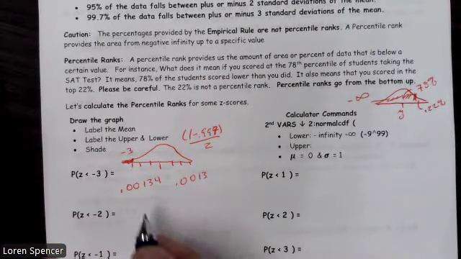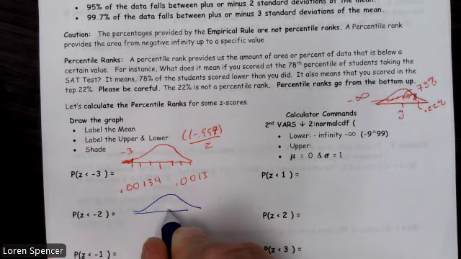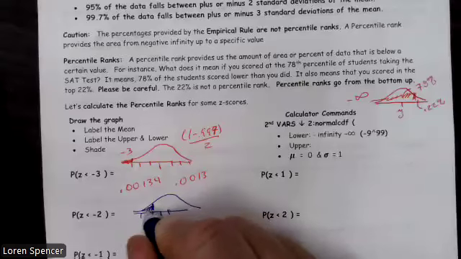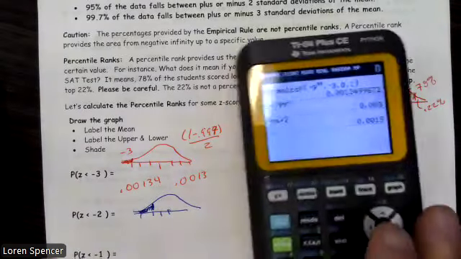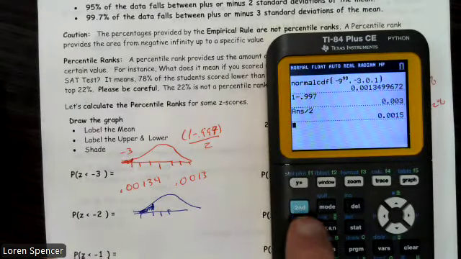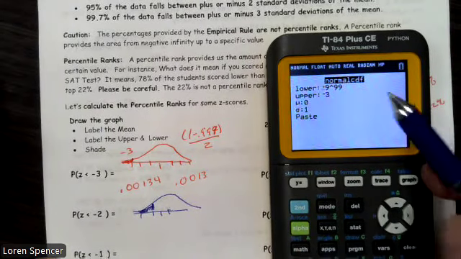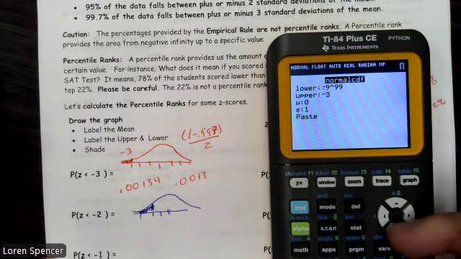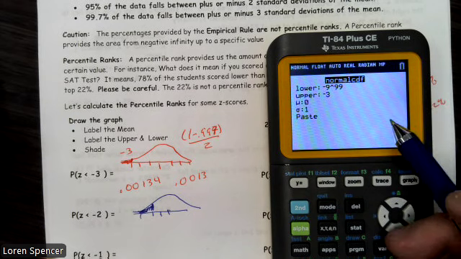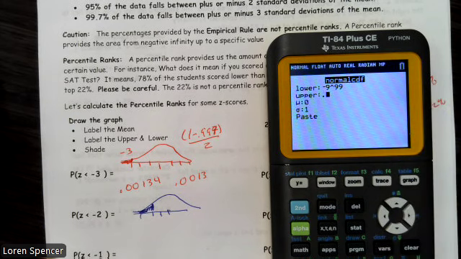Here we're looking for the probability that z is less than -2. If I'm drawing my picture, and we go 1, 2, 3, well, -2 is right here. So I'm looking for this, and so we're now looking for that percentile rank. So we go second vars, norm CDF, lower bound negative 1 E 99, upper bound -2, mean is 0, standard deviation of 1.